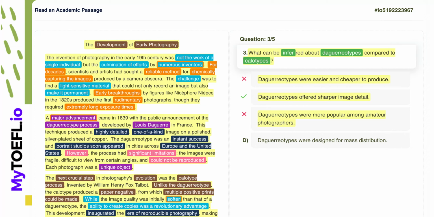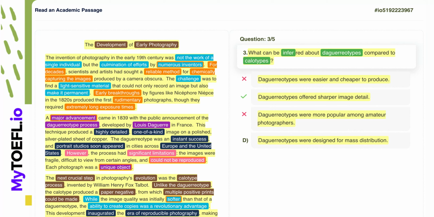Incorrect. Here's option D. Let's break it down. Daguerreotypes were designed for mass distribution. This is the exact opposite of what the passage states. It says daguerreotypes could not be reproduced, and that each one was a unique object.